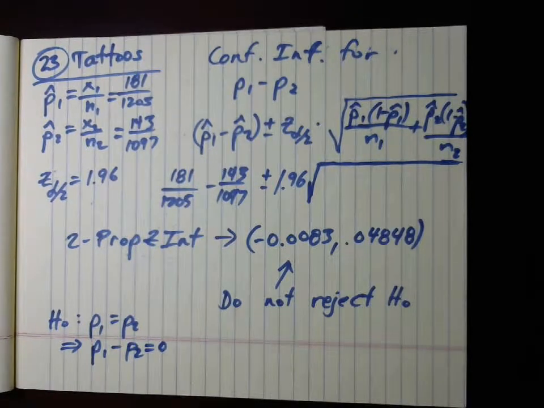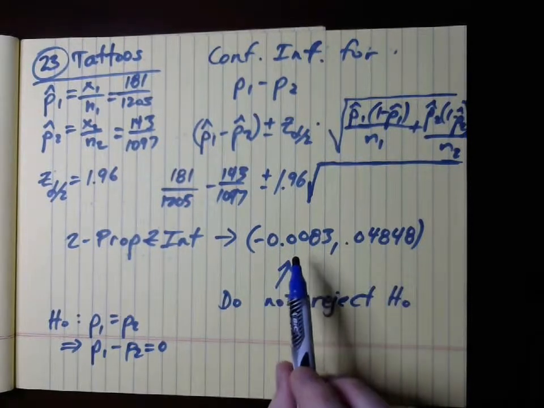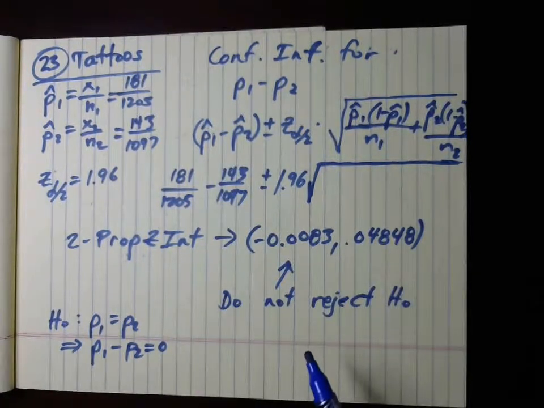So based off of 95% confidence, we would say that there's no difference between the two variables. That's what we would say. So that's the same thing as saying do not reject, essentially. Hopefully you can kind of see that.